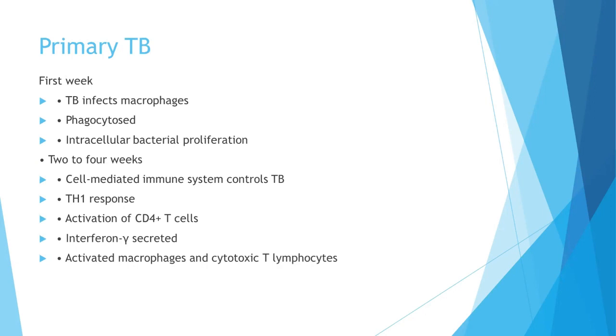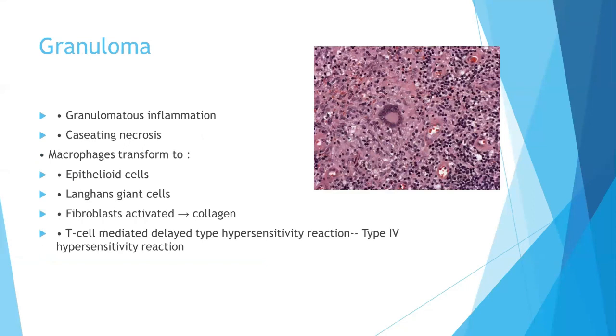There is a Th1 response, activation of CD4 plus T cells, and interferon gamma is secreted. And then the activated macrophages and cytotoxic T lymphocytes come into place, and there is the formation of granuloma. So granulomatous inflammation and caseating necrosis is there in case of TB.